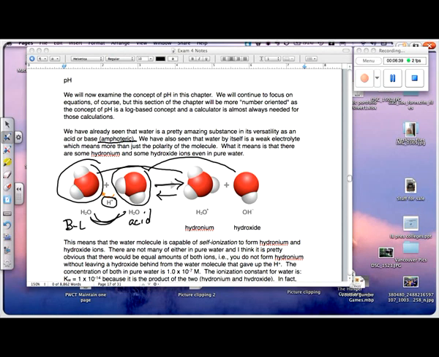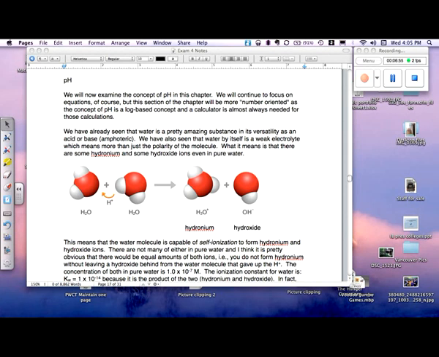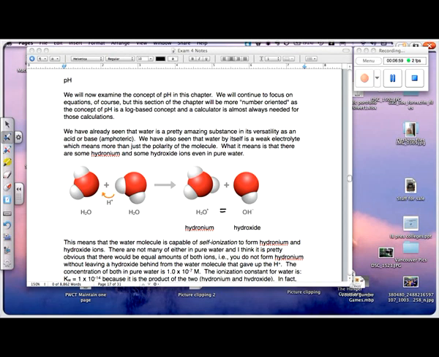The back reaction is happening as well. All right, so this goes on in pure water. So what is the concentration of H+ in pure water, and therefore OH-? These should be equal to one another in pure water, because you can't generate one without generating the other. All right, so the concentration of the two should be equal.